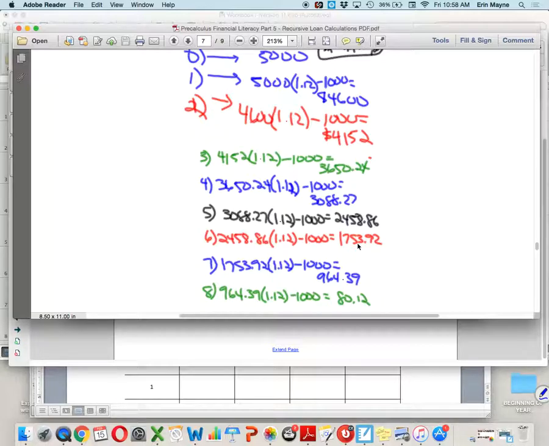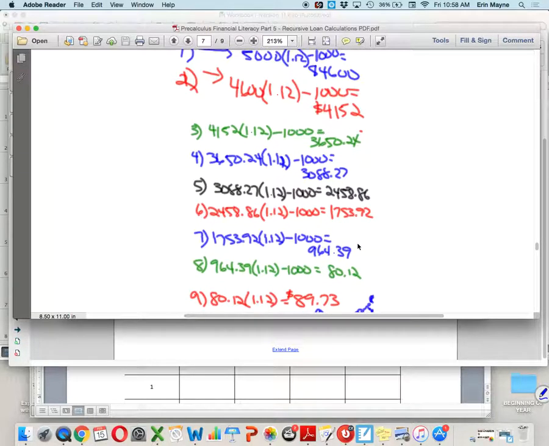So, at the end of week 8, have you paid off the loan? No, so you better believe, what are they going to do? They're going to tack on interest. So add that. It essentially becomes your week 9 payment. Your week 9 payment is certainly not $1,000. All you owe is $89.73. But they are going to charge you interest for having left over that $80.12.